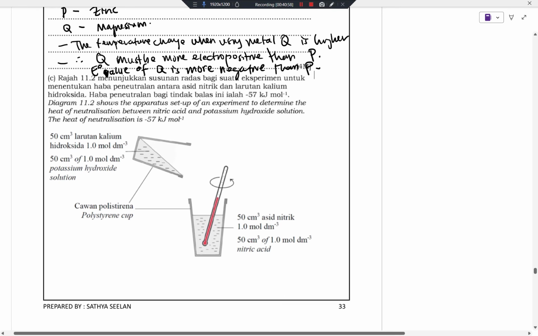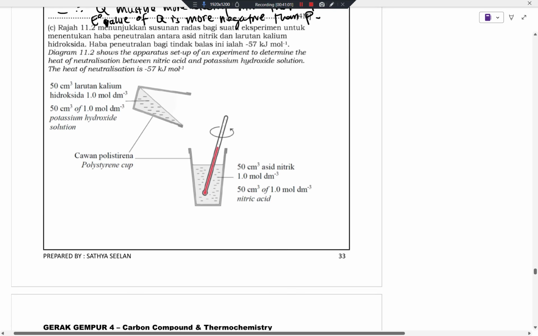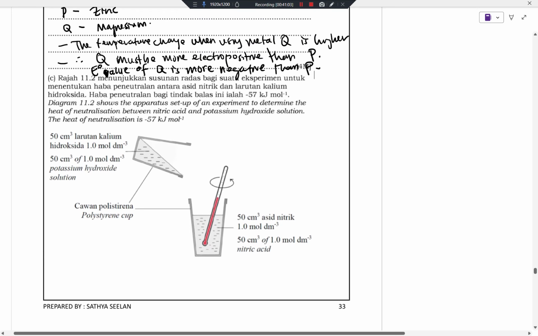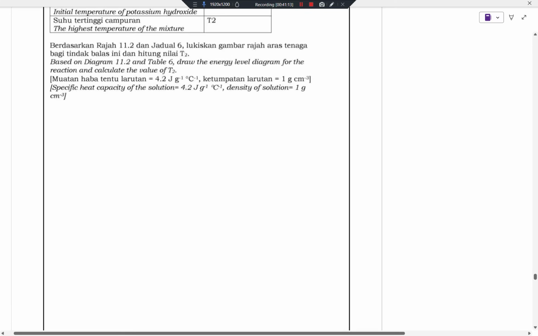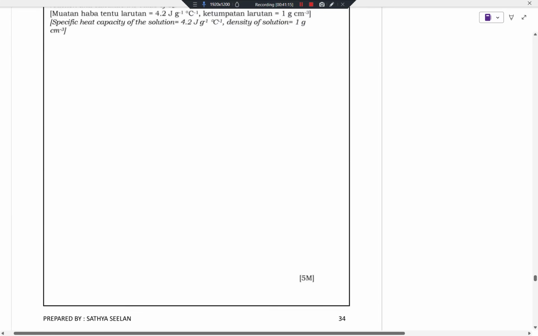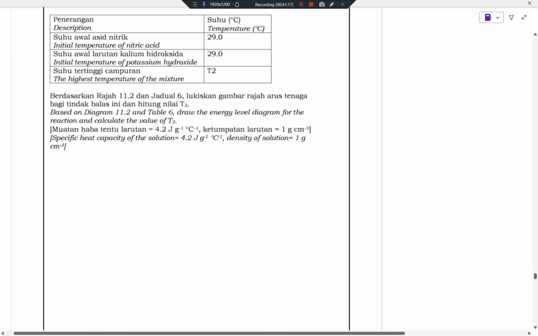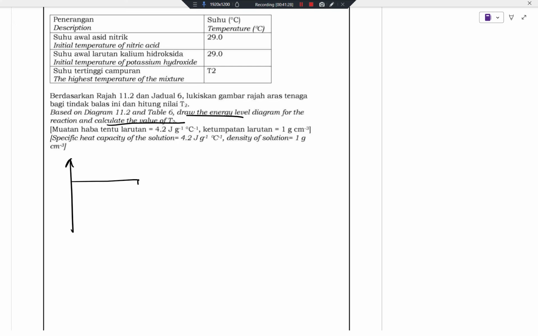Okay, next, we mix potassium hydroxide solution and nitric acid. Potassium hydroxide and nitric acid is a neutralization. They have given the heat of neutralization, 57. Okay, it's a boring question. 5 marks. What have they asked? Draw the energy level diagram and calculate the value of T2. Boring. Okay, so it is an exothermic reaction.